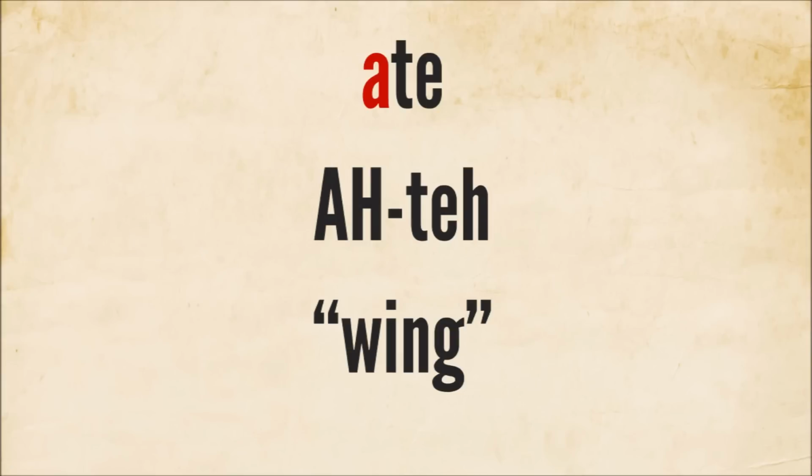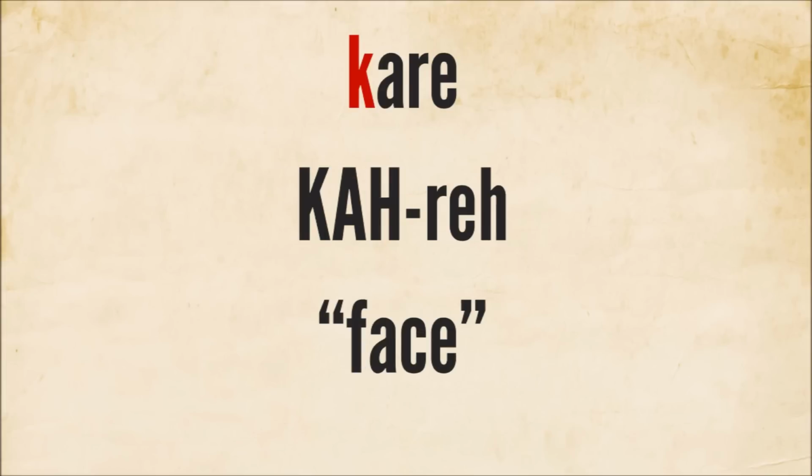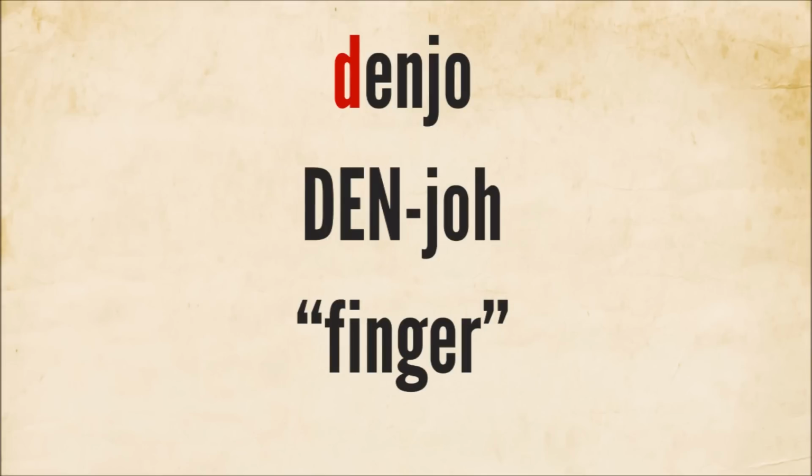So going in order of the 23 phonemes we selected, the first phoneme we have is A, as in the word ate, which means wing. The second one is B, like the letter B, is beiju, which means kiss. The third one is a sort of K sound, and we have care, which means face. Then we have the sort of D sound, which is denjo, finger.